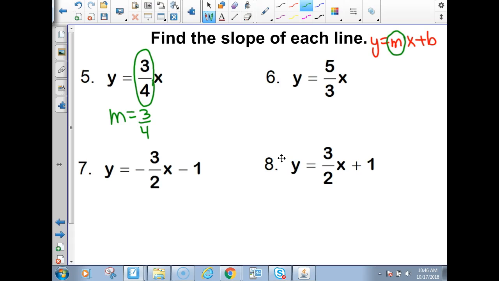Well, where's the b, you might say? Well, if there's not one there, then it was just 0. Okay, so you can assume it was 0. Number 6, the slope is 5/3. For number 7, the slope is the negative 3/2.